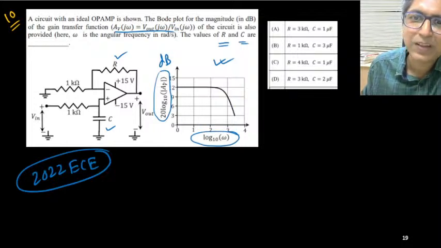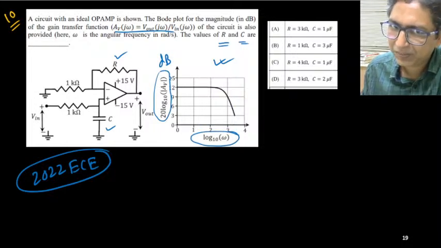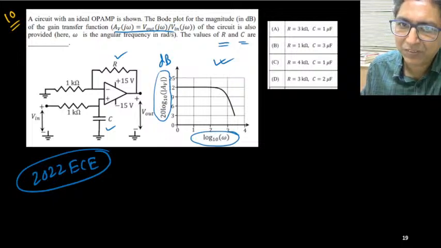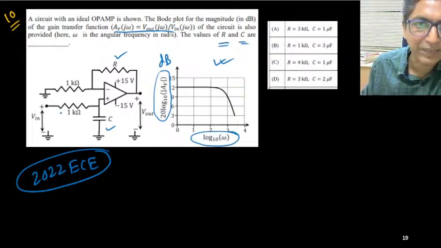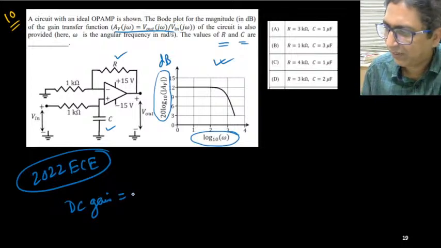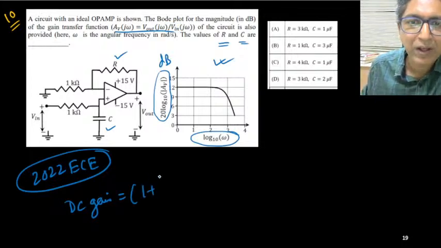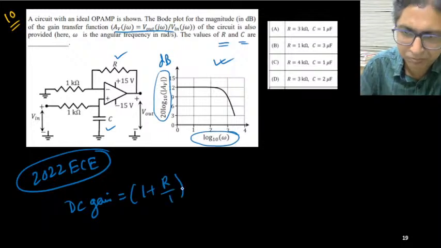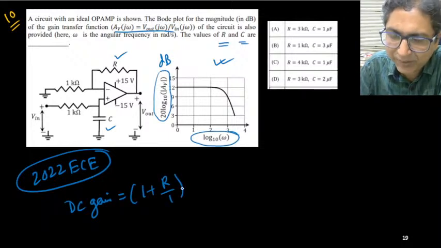For DC, what is the gain? Okay, that you can find out. So for DC, what is the gain? This capacitor is open. So gain is simply 1 plus Rf by R1. So the DC gain for this one is simply 1 plus R by 1. I am considering R in kilo ohm.